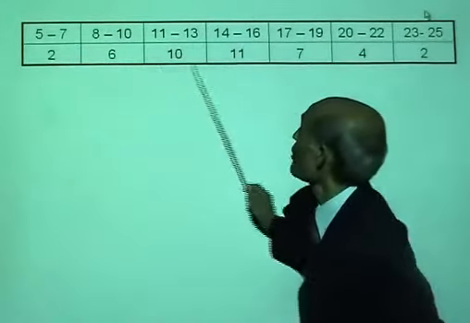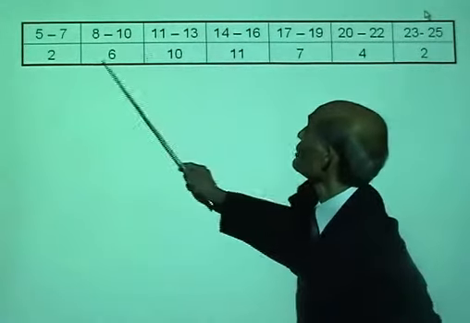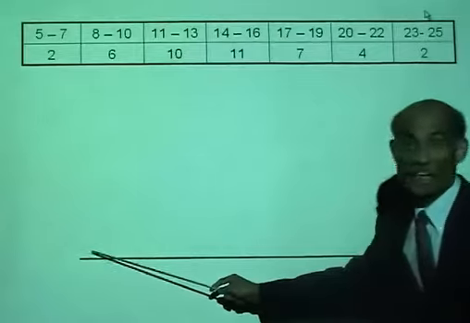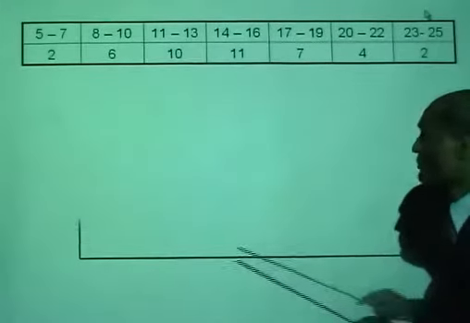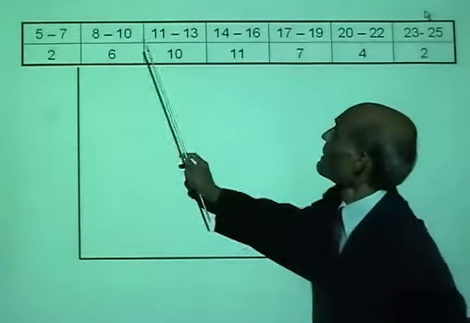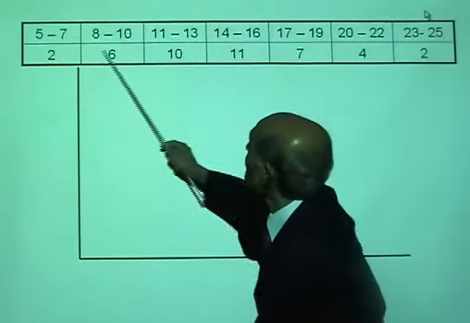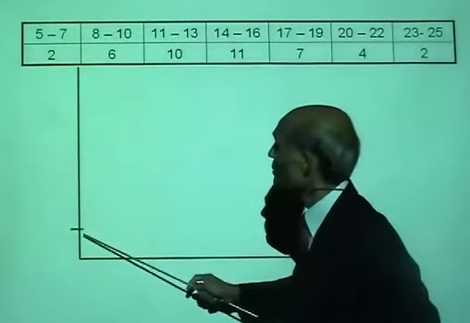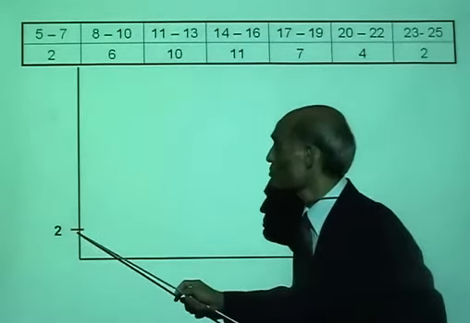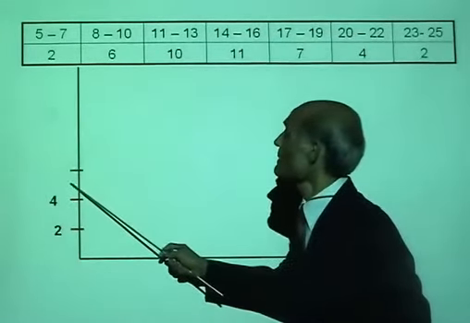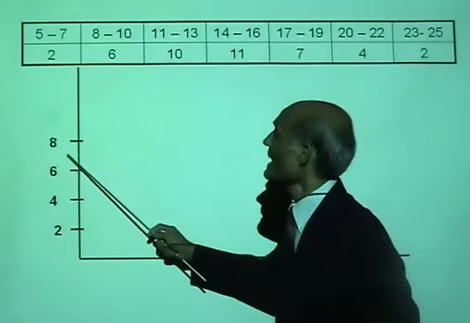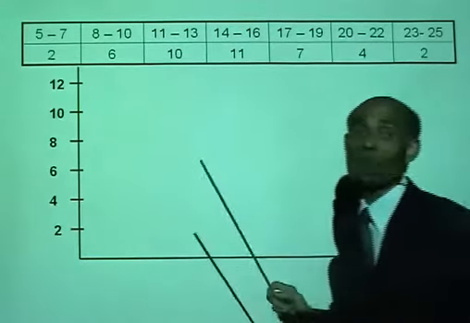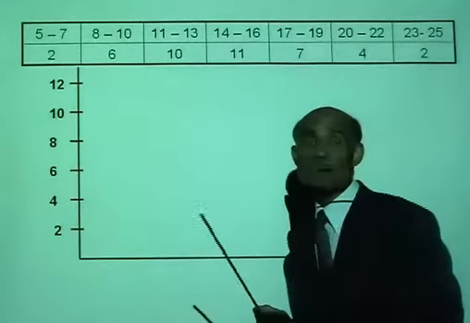Now I have brought this over. These are the classes, these are the frequencies, and I'm going to show you how I drew the histogram. A histogram is a graph. This is the x-axis and this is the y-axis, and I'm going to draw the frequencies on the y-axis. The maximum I have is 11, so I'm going to go in steps of 2. Look at this: 2, 4, 6, 8, 10, 12. I need only go up to 12 because 11 is my maximum.